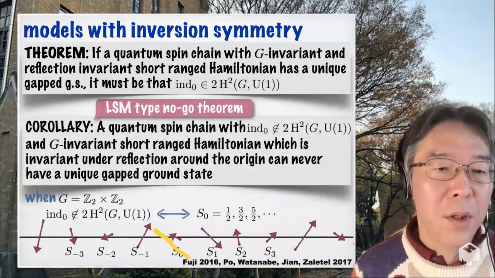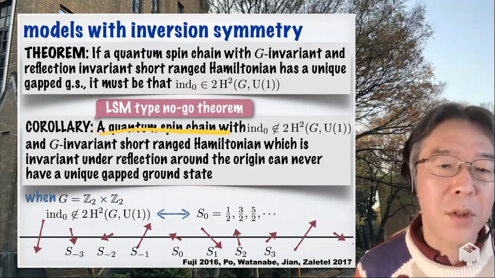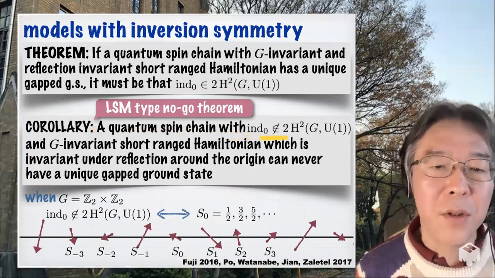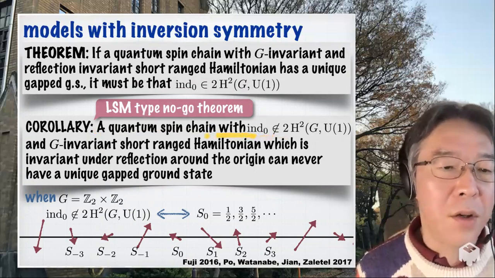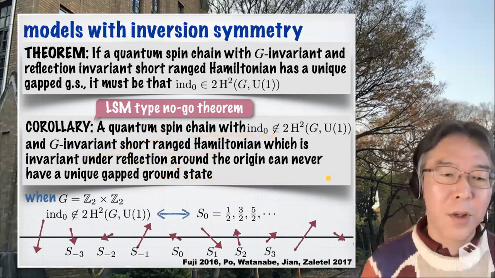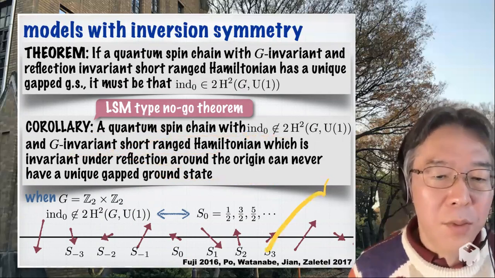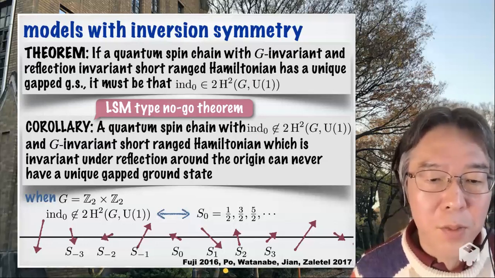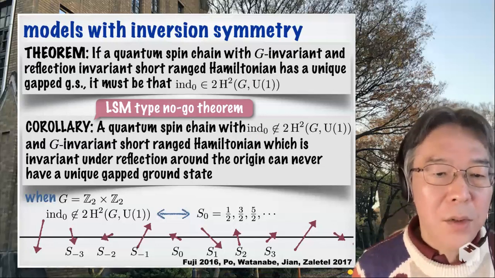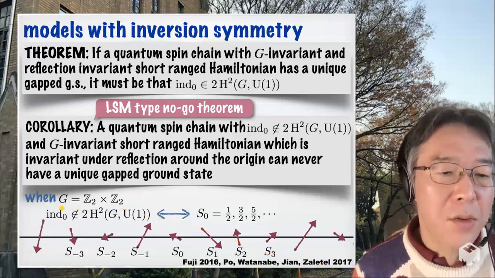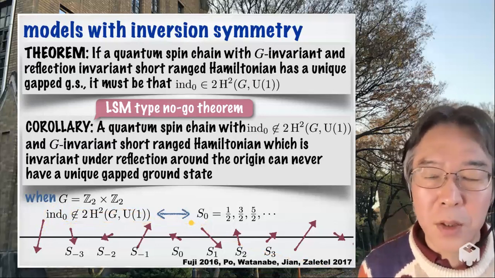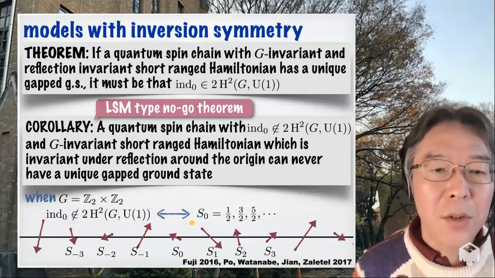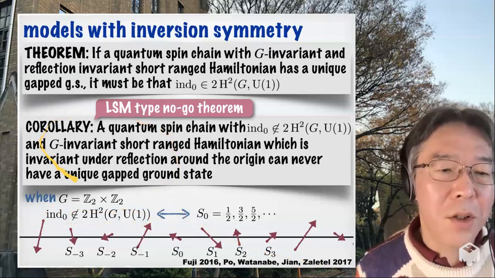And now, again, this leads to a no-go theorem: a quantum spin chain with non-even spin index at the origin, and G inverse, you cannot have it. Okay. This kind of LSM type theorem was first discussed by Yohei Fuji, and then discussed much more carefully by Paul Watanabe and Zaleton. Okay. And so in case G is Z2 cross D2, again, the condition that the spin index at the origin is not an even element implies again that the spin at the origin is a half-odd integer. So this is an interesting theorem. This is an interesting no-go theorem.